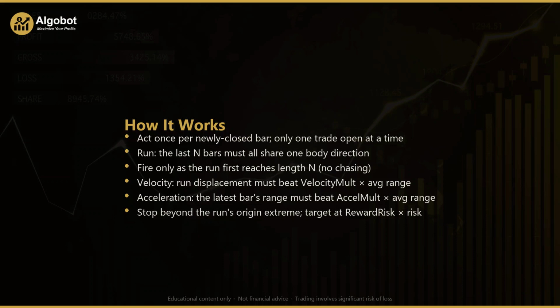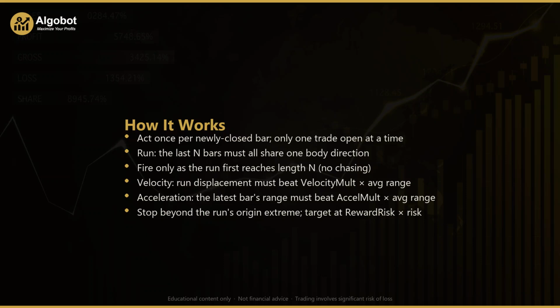Let's walk through the exact logic, step by step. The expert advisor only acts once per newly closed bar, so it isn't reacting to every tick. When a fresh bar opens, it evaluates the bar that just completed. And before anything else, it checks that it has no open position for its magic number. If a trade is already live, it simply waits for that trade's stop or target to resolve the risk first.